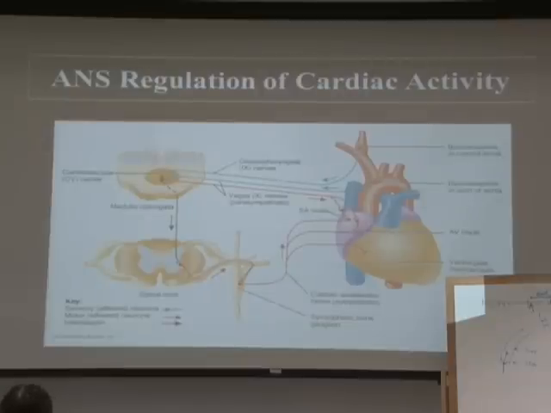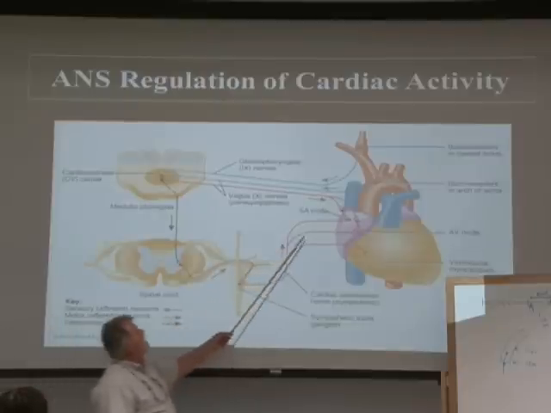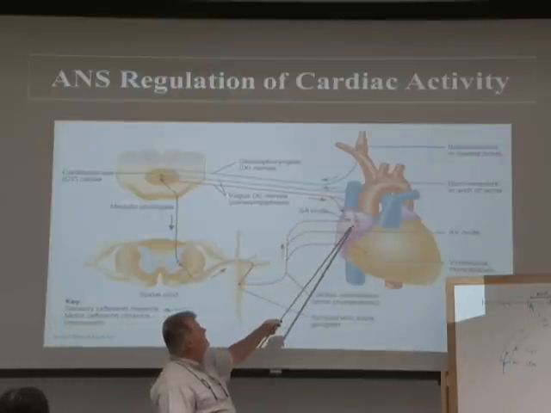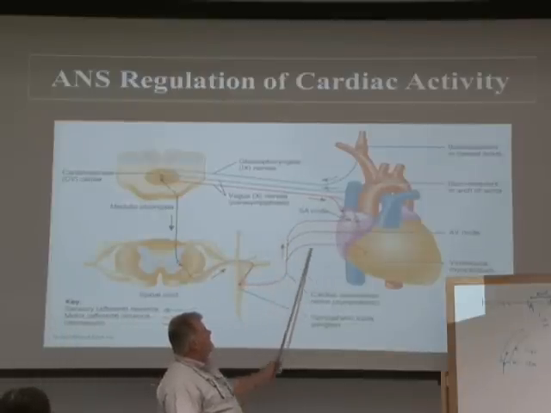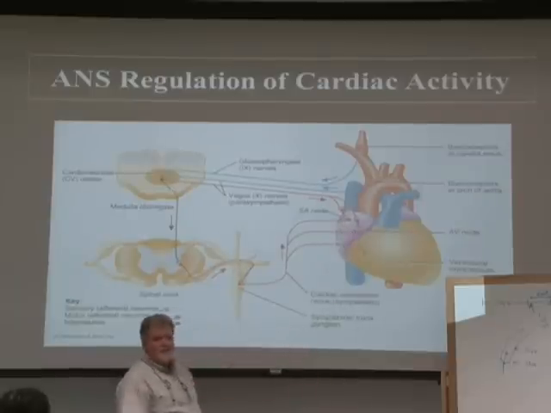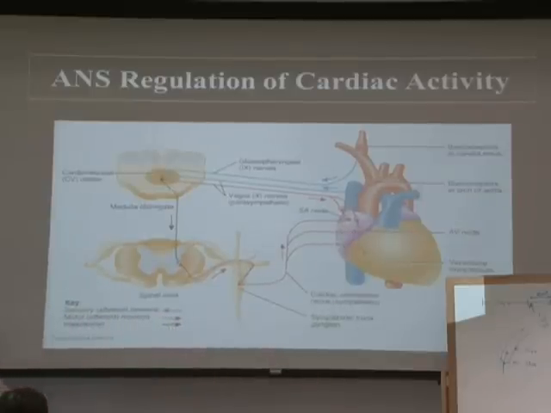This is just a pattern of what we were just talking about, relating it to the SA node and the AV node. So the vagus nerve goes to the SA node and the AV node. The cardiac accelerator nerve goes to the SA and the AV node. And they override the normal beat pattern of the SA node and the AV node to either accelerate or decelerate, you know, normal.